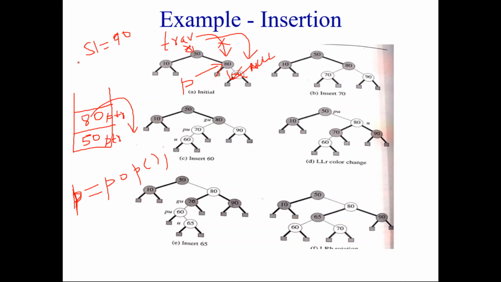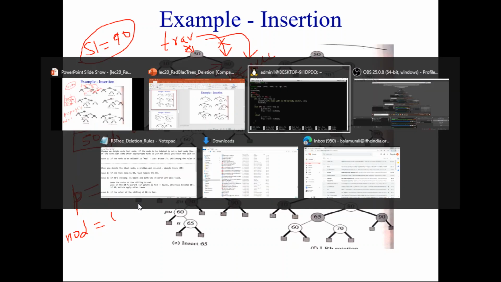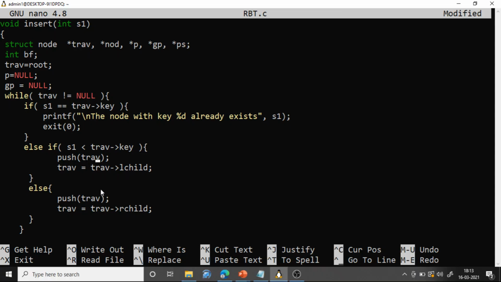So this new node will come either as a left child of 80 or as a right child of 80. So for that again you have to check: if S1 is less than P arrow key, then S1 will come as a left child. Otherwise S1 will come as a right child. Here S1 is greater than P arrow key, so it will come as a right child. So first you have to create space for the node. Node is equal to malloc, all those things, and then you have to assign. That's what we are doing here.